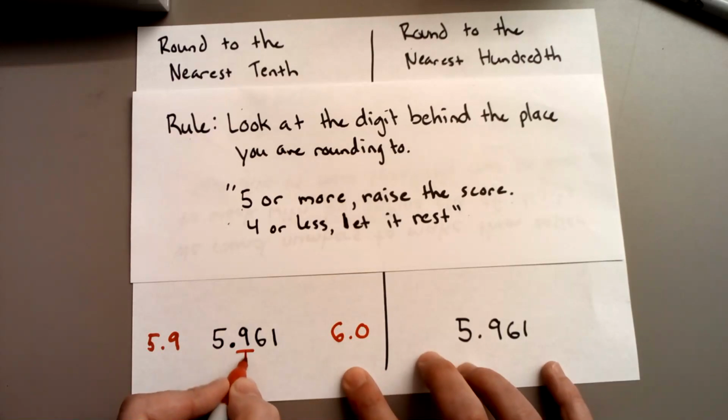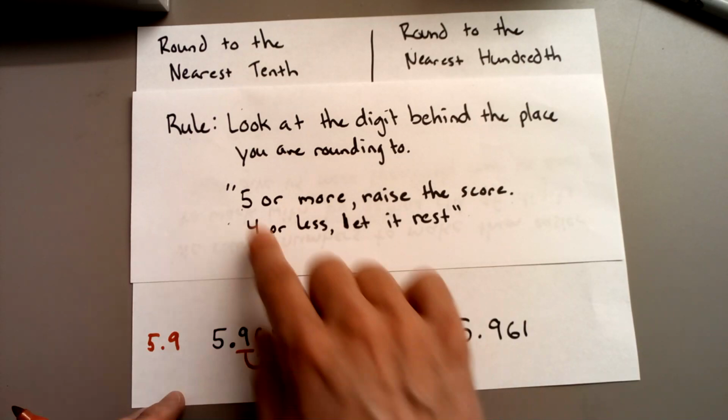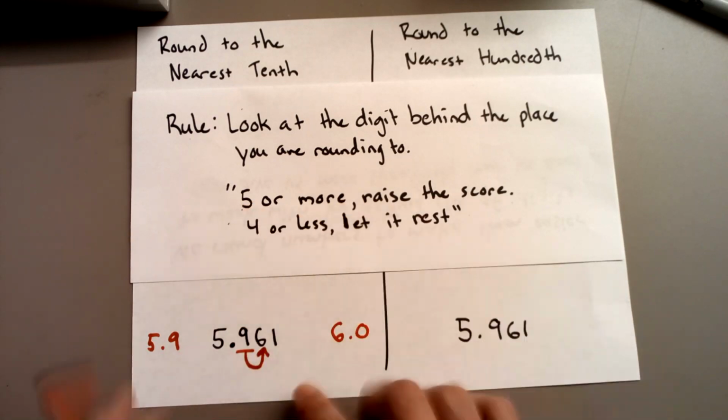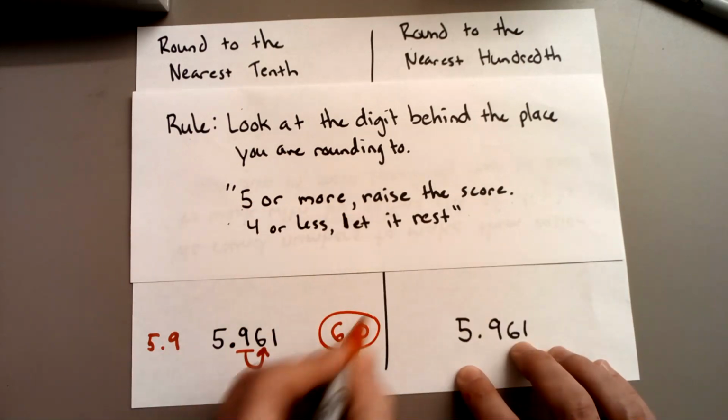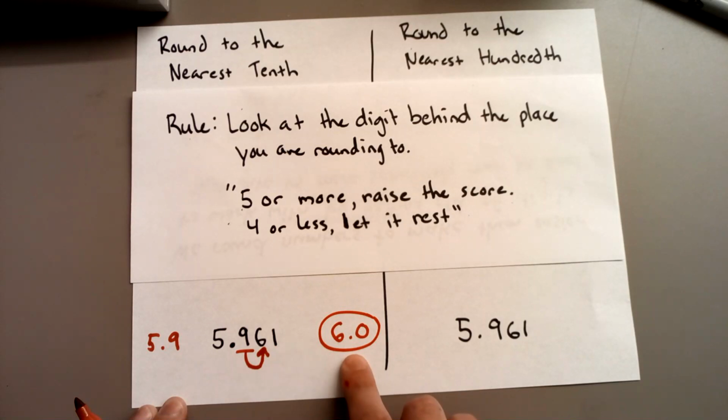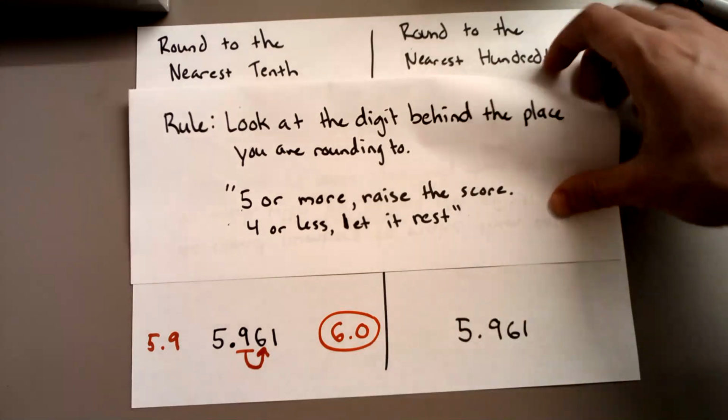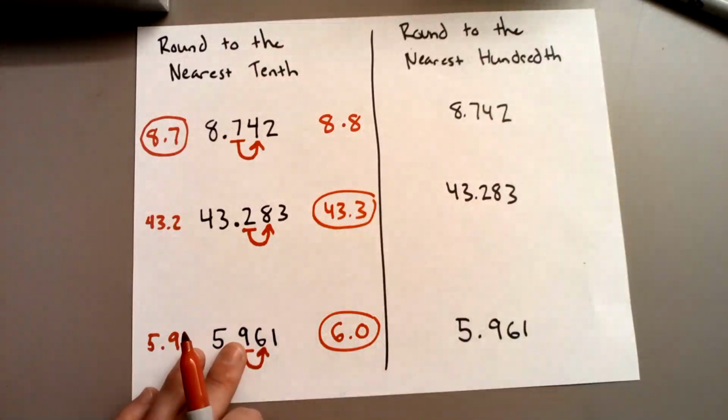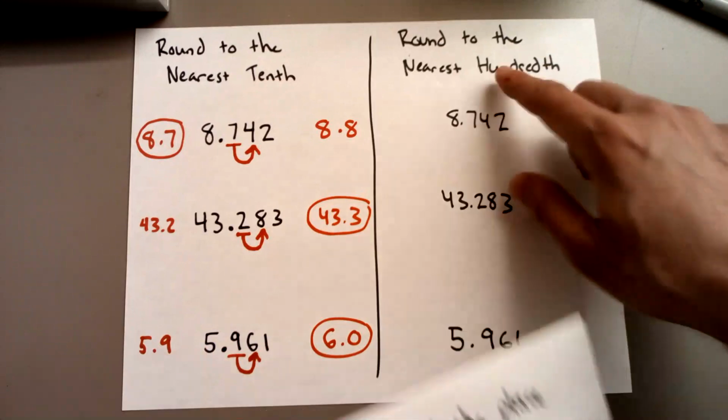Well, the number that tells me is the number right behind the place I'm rounding to, 6. 6 is 5 or more, so I'm going to raise the score. I'm going to round up to 6 wholes. This number rounds to 6. 3 more. Thanks for sticking with me. 3 more. We're going to round these to the nearest hundredth.